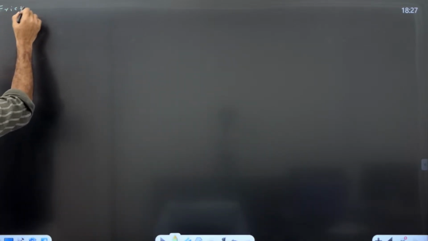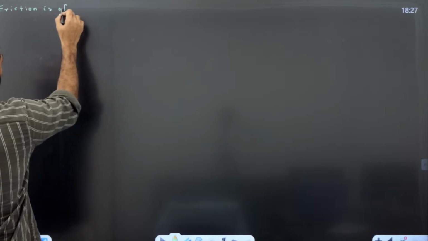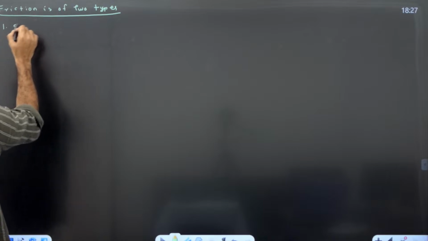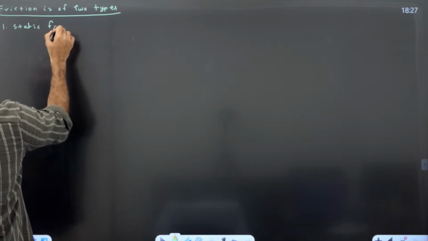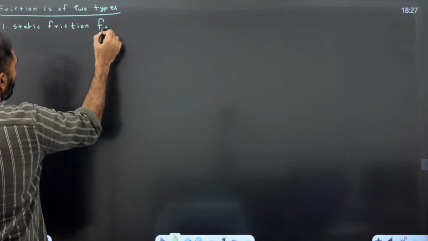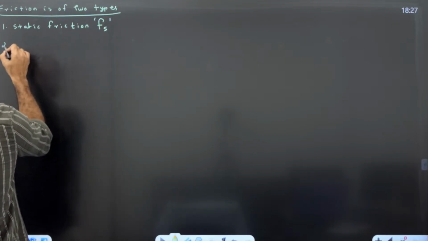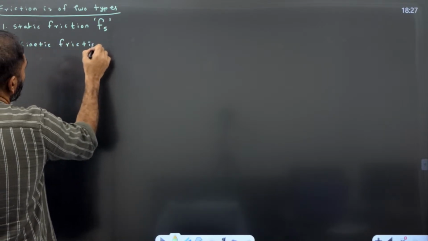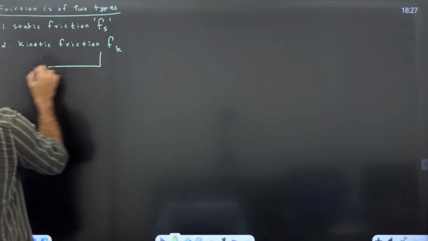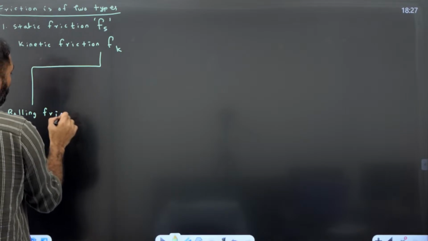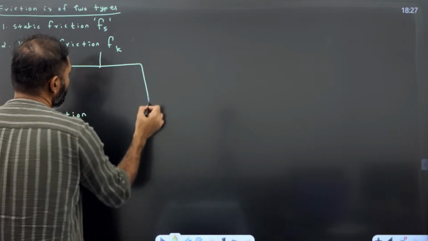Next, friction is of two types. What are they? First one, static friction, denoted by F suffix s. Second one, kinetic friction. Remember, kinetic friction is divided into two: rolling friction and the second one, sliding friction.